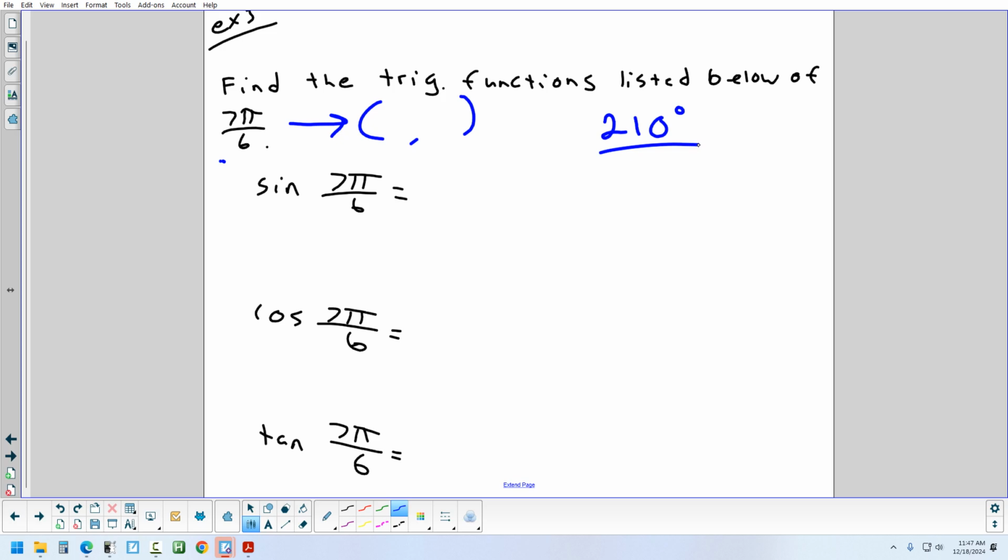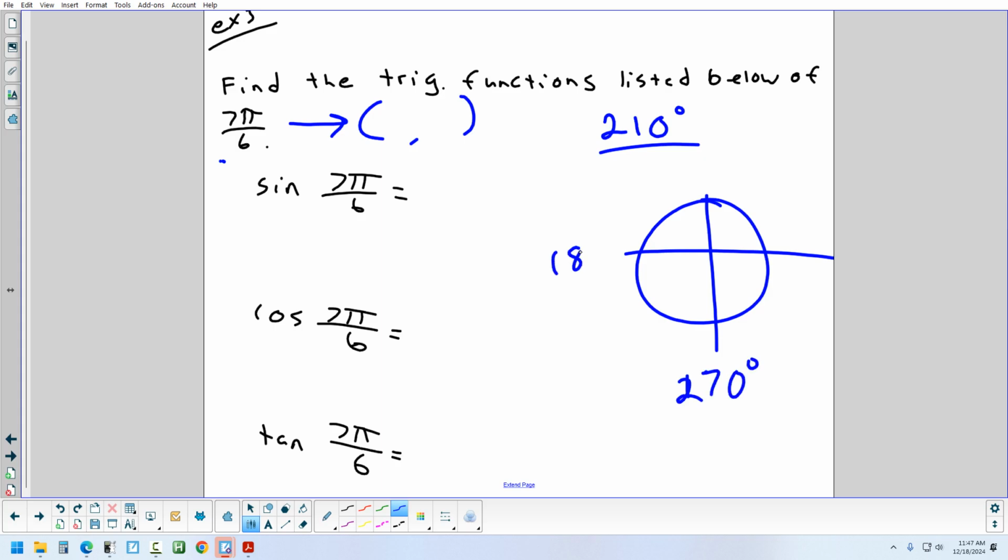Okay, we need to figure out the coordinate. So 210. Here's 270. Here's 180. Where's 210? Right in the middle? Closer to 180 or closer to 270? Closer to 180. When you draw a point that's closer to one than the other, is that the 45-45 or the 30-60? That's the 30-60. Long side? Short side.